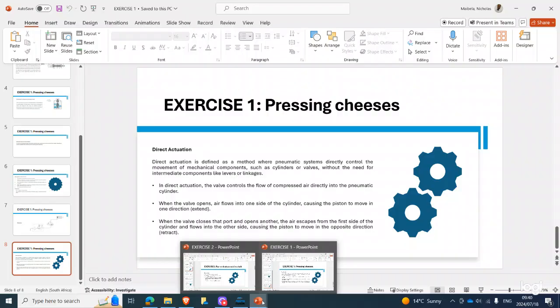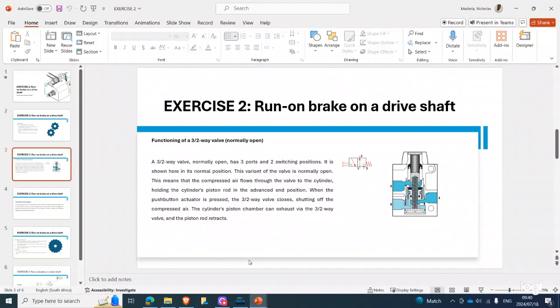Now moving on to our exercise number 2. This three-way valve is basically the same component as before in terms of functioning, but in this case it is normally open. It's always open, which means it will always allow air to flow through to the output until you press it. When you press it, that's when it cuts the supply of air going to the actuator or the cylinder.